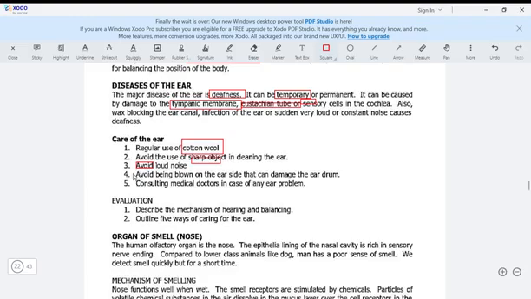Then avoid being blown on the ear side, as that can damage the eardrum. Some people, when they make noise around them, it can be too much for the ear. Don't allow someone to just come and blow your ear side, because that can damage your eardrum. Then always consult medical doctors in case of any ear problem. So that is for the ear.